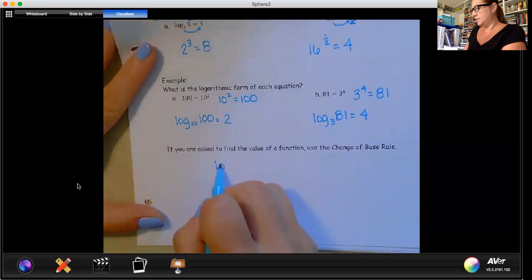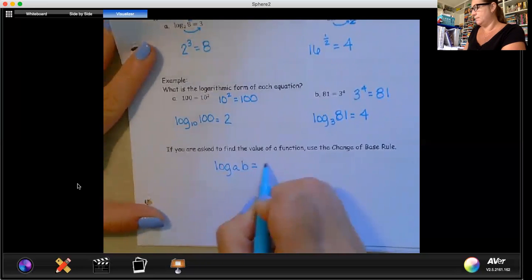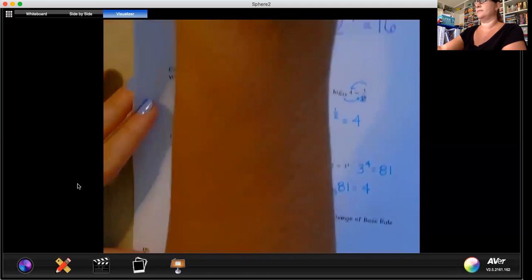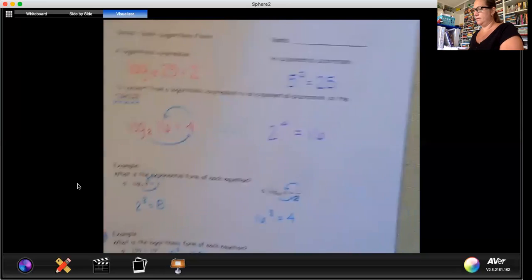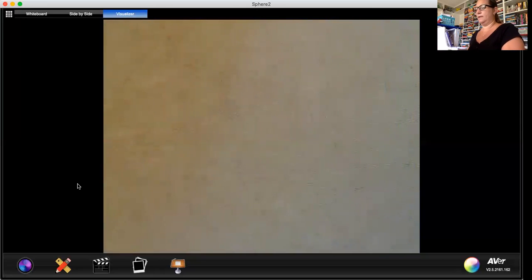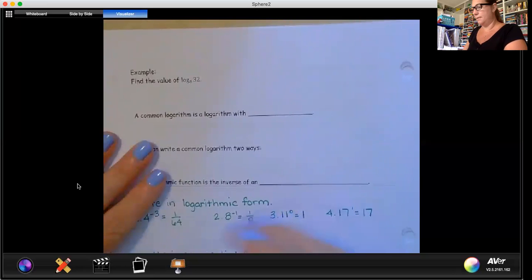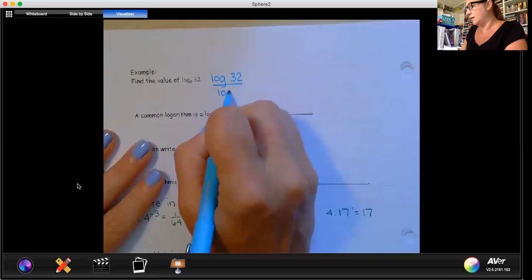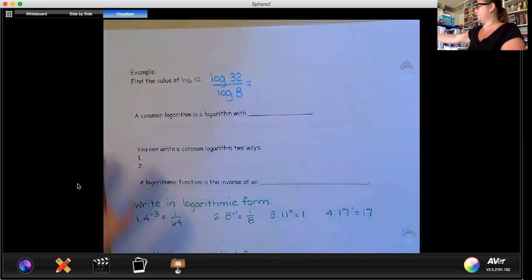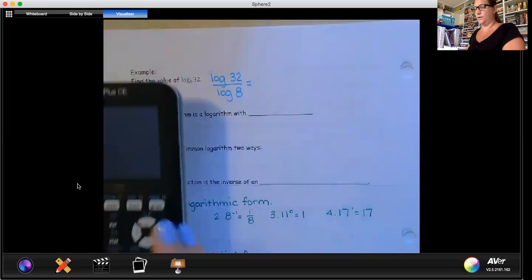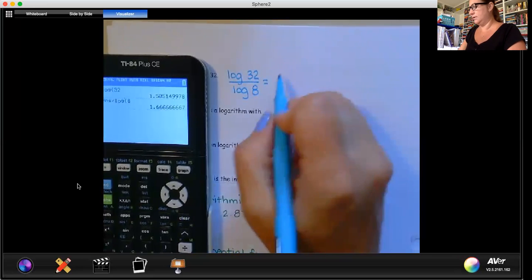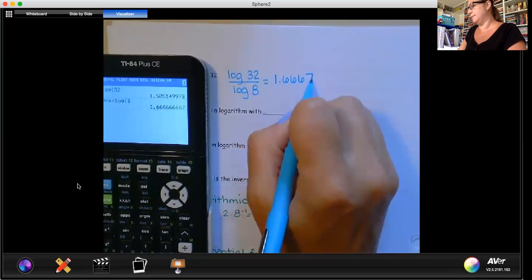All right, we've looked at change of base rules. We're going to look at it one more time. Log of B over log of A. Take a look at the example on the back. Find the value of log base 8 of 32. Remember, the change of base helps you convert to a log base 10 common logarithm. To 4 decimal places: log 32, enter, divided by log 8, enter, 1.6667.